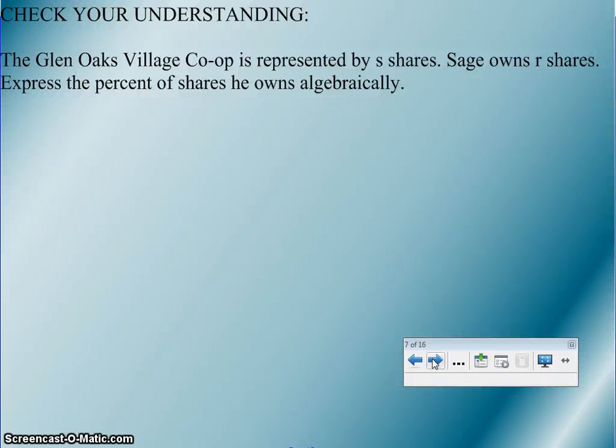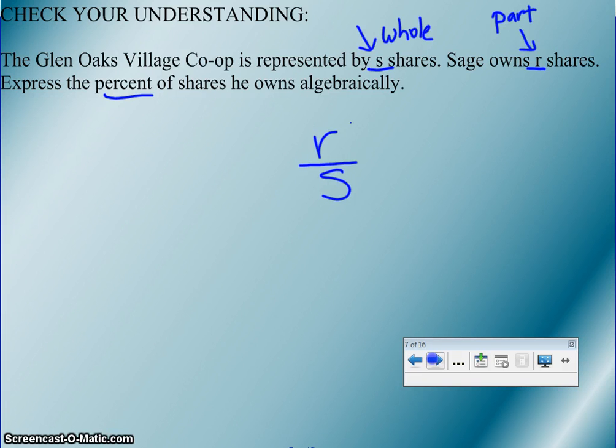Okay, it says Glen Oaks Village Co-op is represented by S shares. So this is the total or the whole. Sage owns R shares, so it's the part. And then we've got to get it to a percent. So part over whole multiplied by 100, and that gives me my algebraic expression.